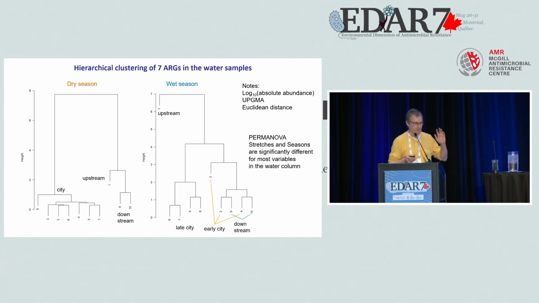So I've done lots of PERMANOVAs to show that the stretches and the seasons are significantly different for almost all the variables we've observed in the water column. In the sediment column, it's a bit more complicated picture, but still a large number of variables are significantly different in terms of stretch and season. So I can throw hundreds of p-values at you, death by p-value.